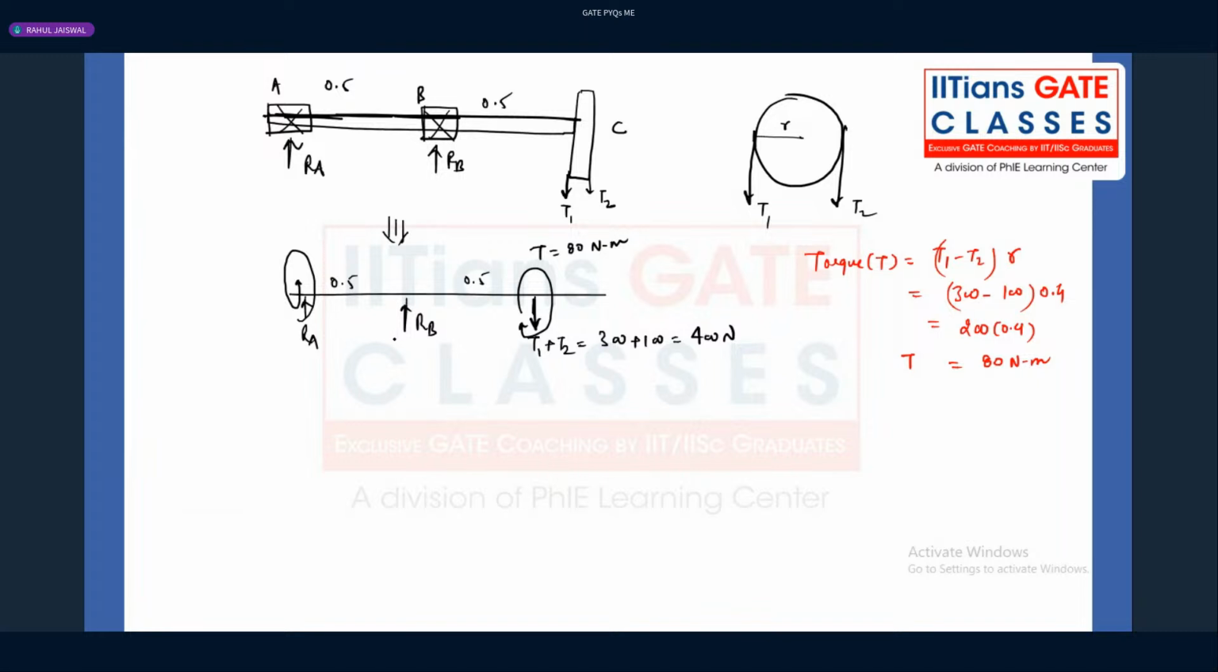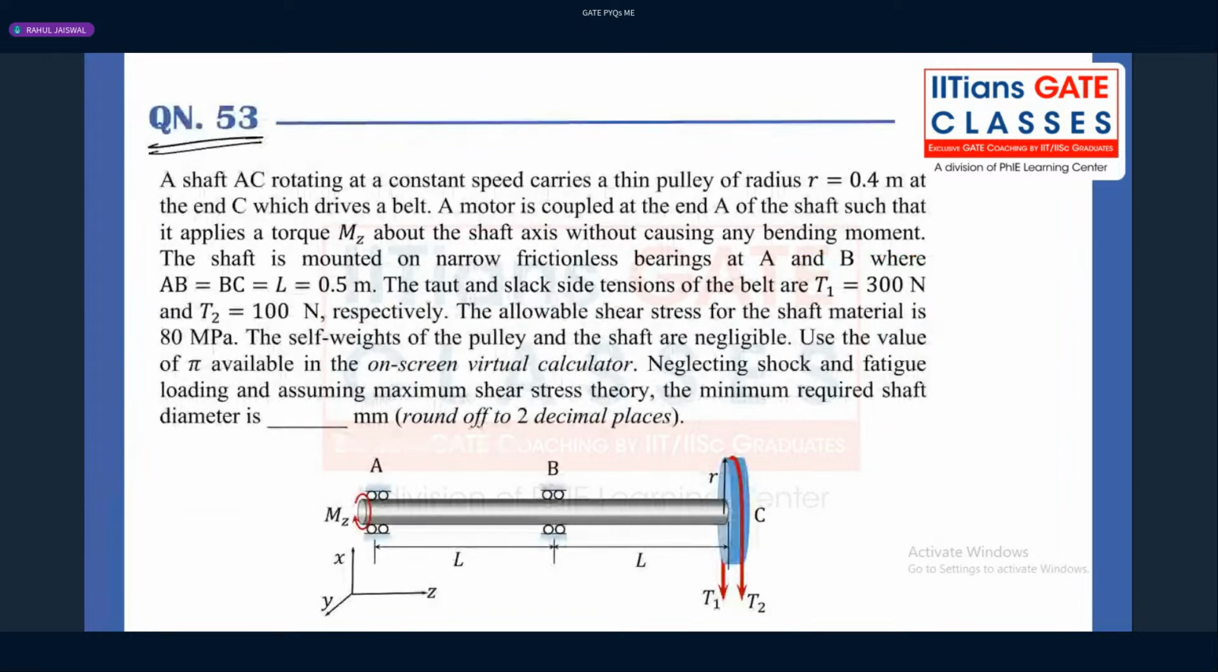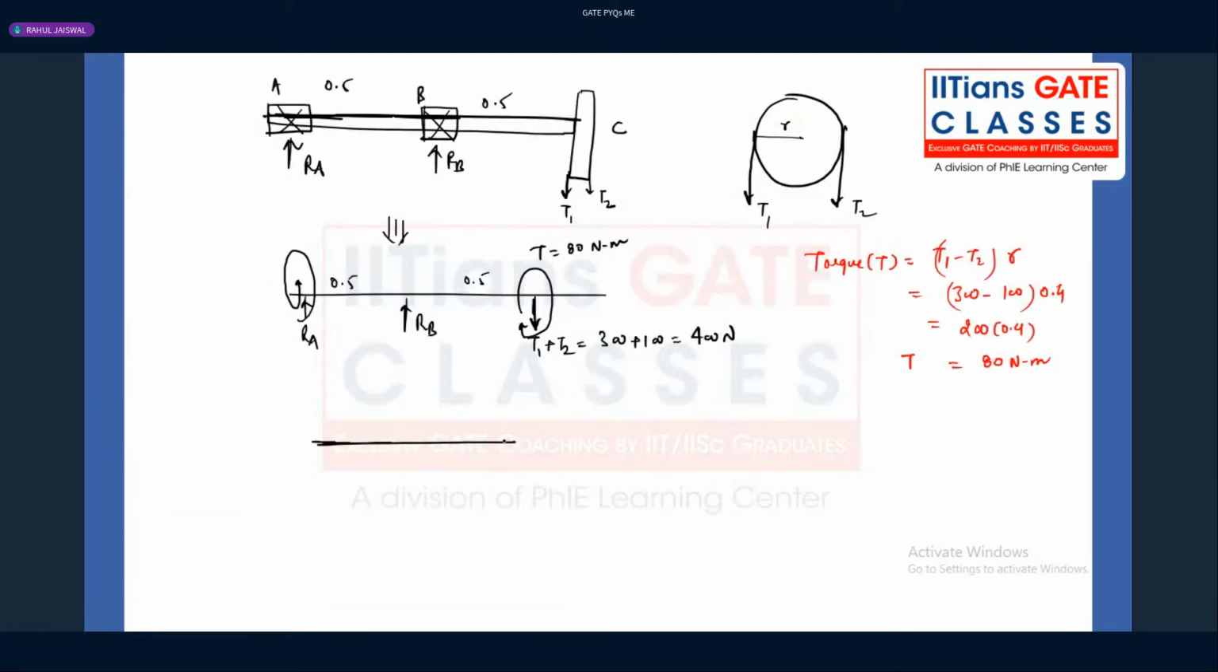So here, first of all, what is the torque diagram? If you see the diagram here, what should be the direction here? The torque diagram will be like this. If you follow the sign convention, this is the torque diagram. It's T and T. Everywhere the torque diagram will be constant, which is nothing but 80 Newton meter.